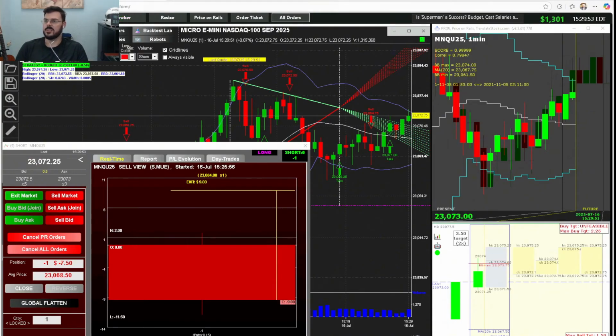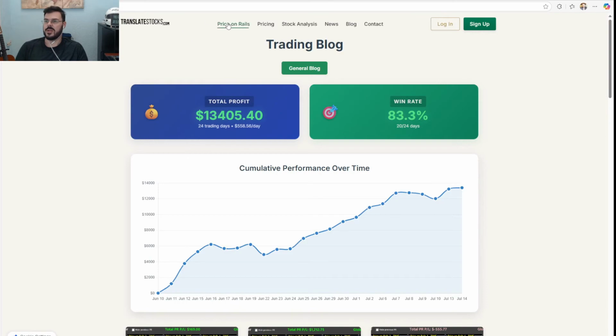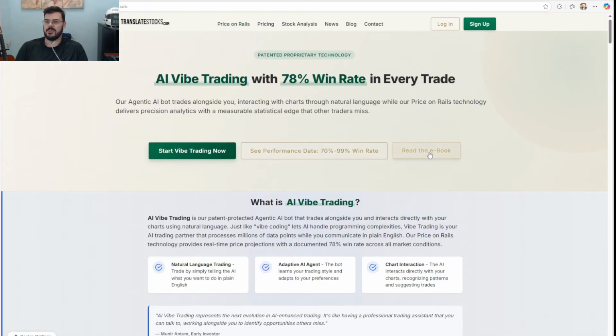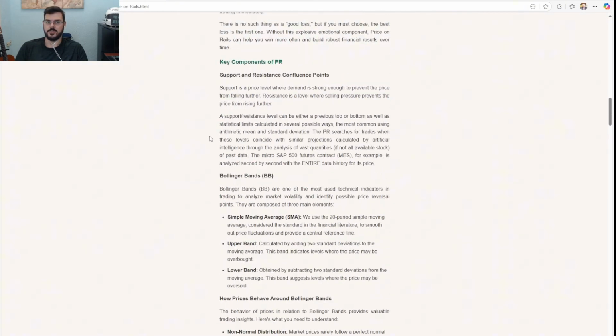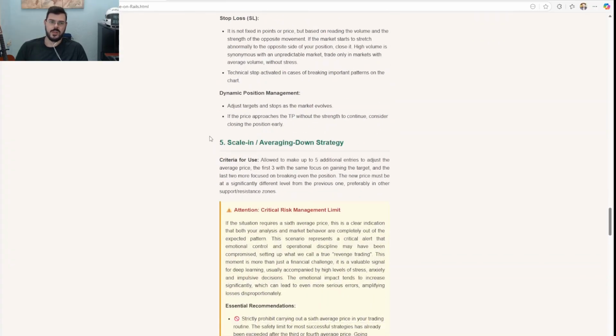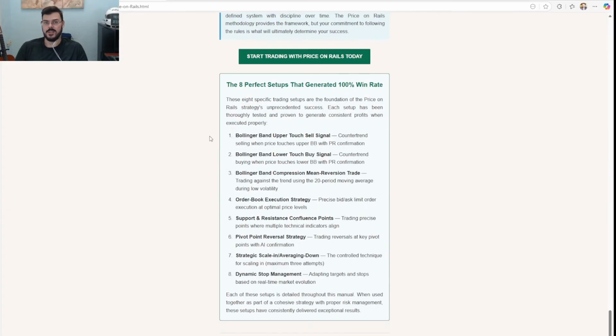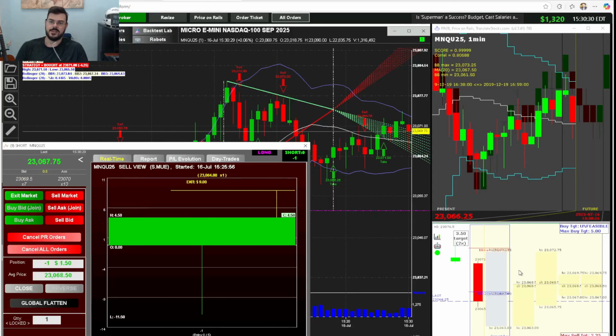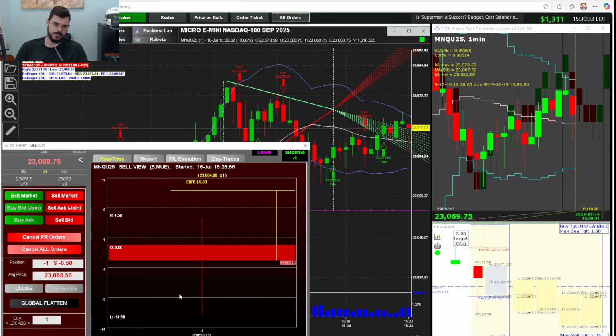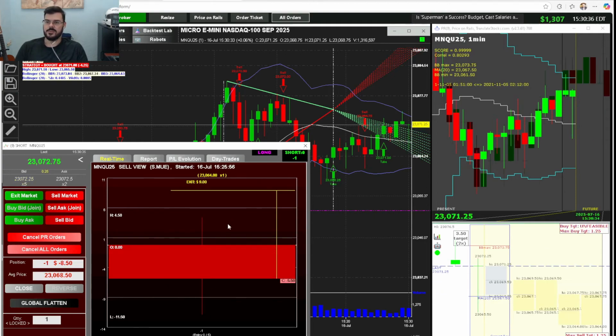And if you are interested in understanding more about these rules, here on the Price on Rails menu of our website, you have the read the ebook. In this ebook, we have all the rules for you to trade the Price on Rails. The ebook is a simple HTML page with all the theory about how to trade the Price on Rails manually. And these rules are the rules used by the AI system to trade automatically. And right now we are just waiting.